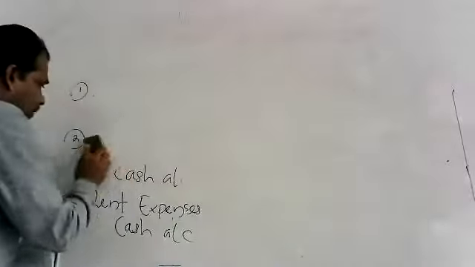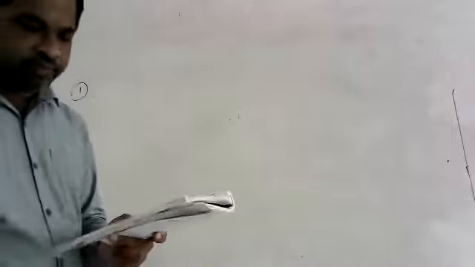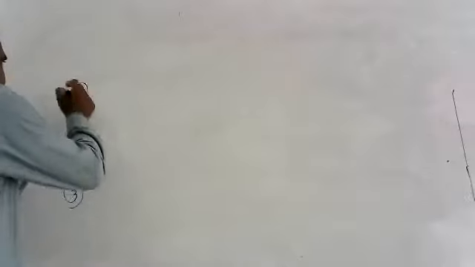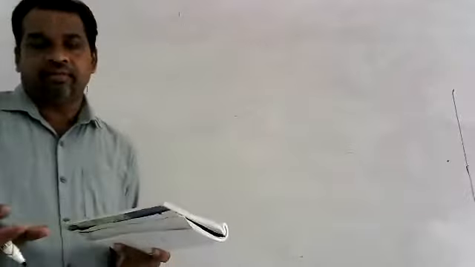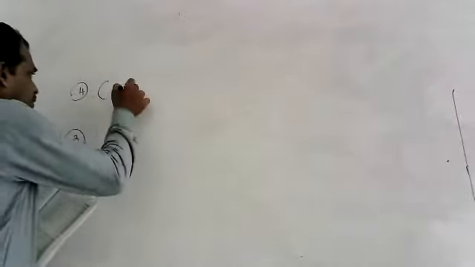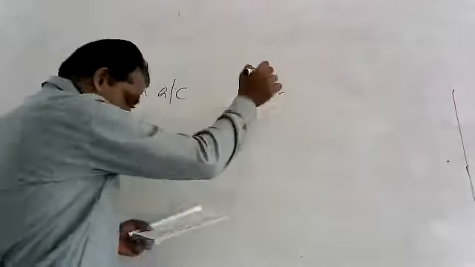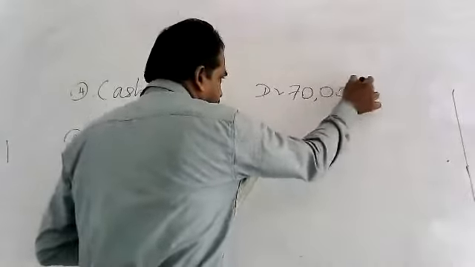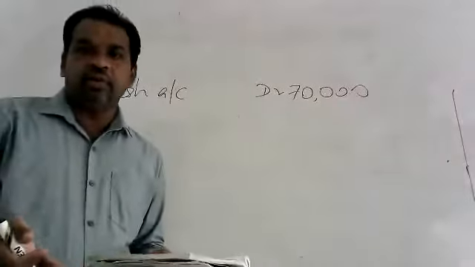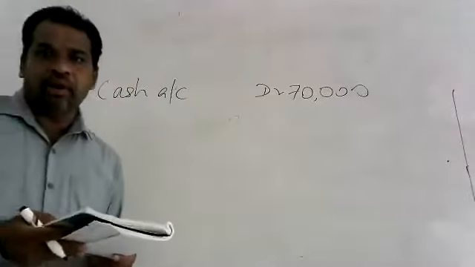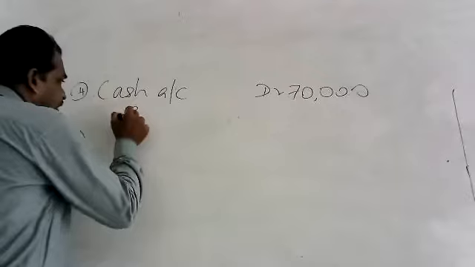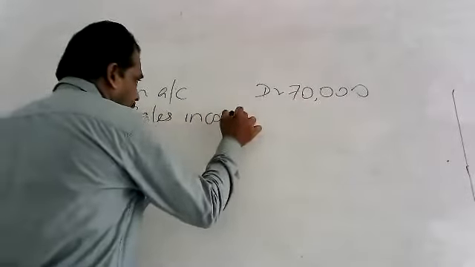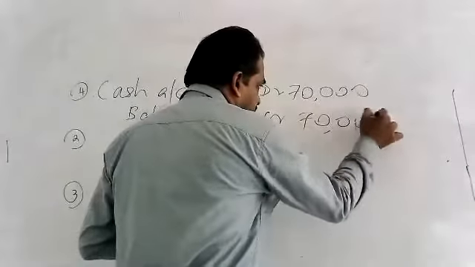Then we can take transaction number 4. Cash sales, 70,000 rupees. When you receive money for cash, cash asset increases. Therefore, we have to debit to cash account 70,000 rupees, and we have to credit to sales account 70,000 rupees. The reason is sales come under income. Income increases credit. So sales income, CR, 70,000 rupees.